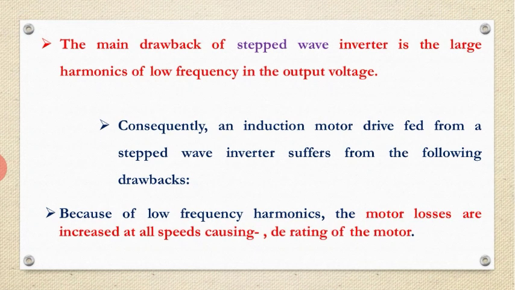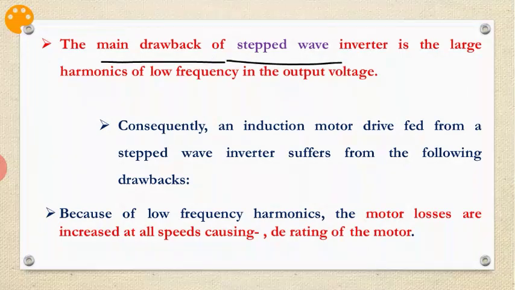The main drawbacks of the stepped wave inverter are the large harmonics of low frequency in the output voltage. Next, because of low frequency harmonics, the motor losses are increased at all speeds, causing derating of the motor. These are the main drawbacks of the stepped wave inverter.